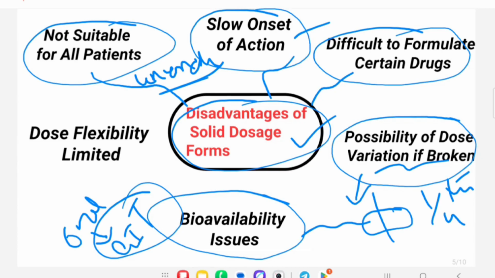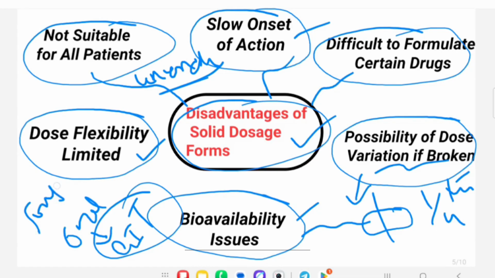Then it may delay the absorption of the drug due to the GIT tract. Then dose flexibility is limited, that is, we cannot alter the dosage, because there is no measurement of the drug dosage, because the dose is fixed. 500 mg means 500 mg, 200 means 200 mg. The dose is fixed. We cannot relax or go for flexibility of the dose.